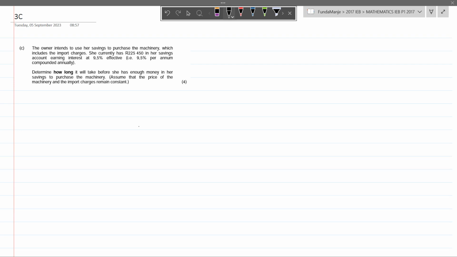So this is a compound interest type of problem. So we're going to be using the formula A equals P(1 + i) to the power of n. And in this case, we are looking for the variable n, because we want to determine how long it will take before she has enough money in her savings account.